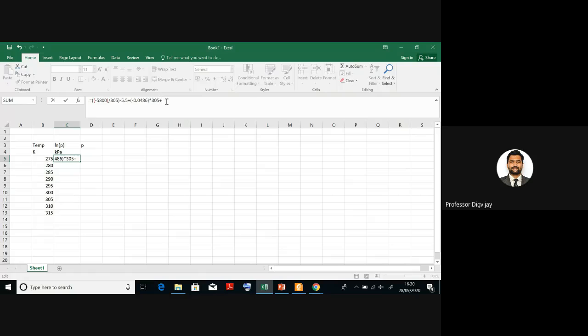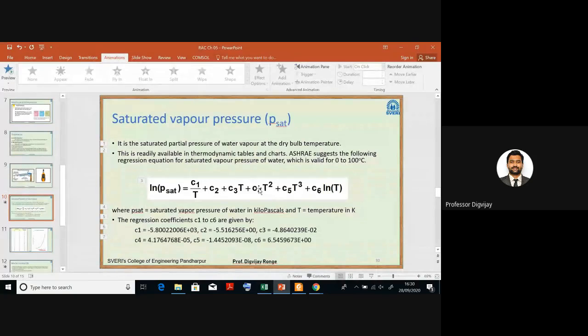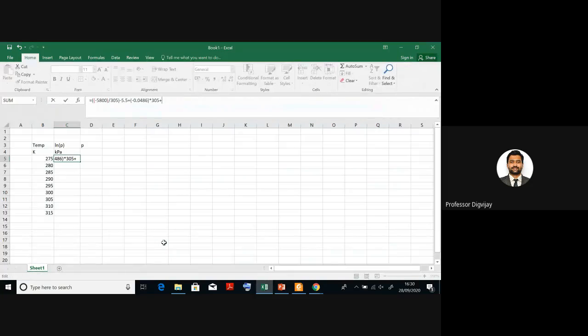Now next, in this case, it is C4, C4 into T square. Now C4 here is given as 4.17 e to the power minus 5 into T square. So I'll put this into a bracket, 4.17 e to the power minus 5 into T square. So 305 raised to the power. On your keyboard or laptop, there is a button, you have to press shift 6, that will give you the power. So temperature square. Okay. So this will solve up to this point.